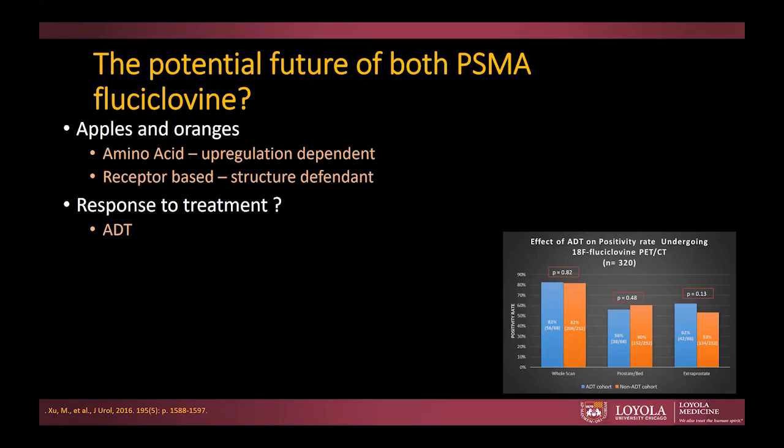So it is important to understand that with fluciclovine, we can maybe use that for ADT. This is just preliminary data, but it is important to understand that those two tracers may work together. It is apples and oranges. One is amino acid based, and it's important because that can come across in your boards as well. That is amino acid based on upregulation of those transporters. On the other hand, we have a receptor base, which is structure dependent.